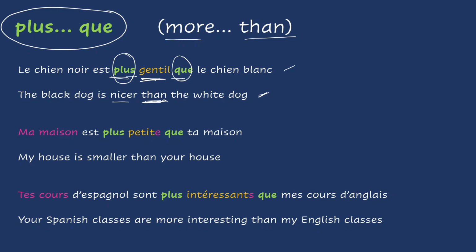Notice here that you do not say plus. You are going to say plus. Plus gentil que le chien. Le chien noir est plus gentil que le chien blanc.